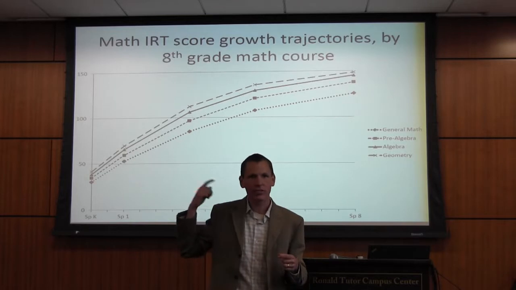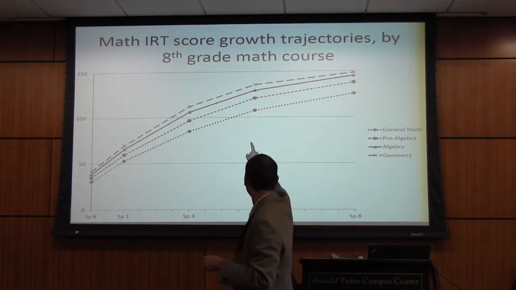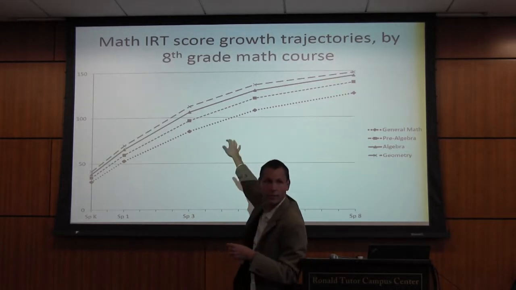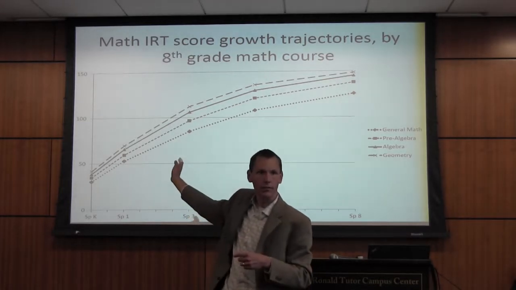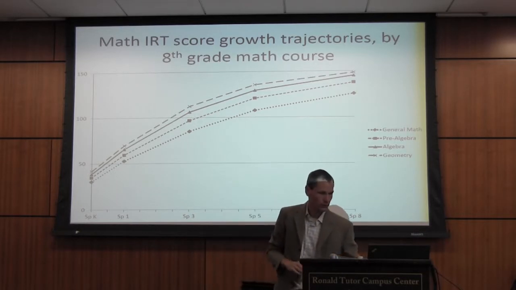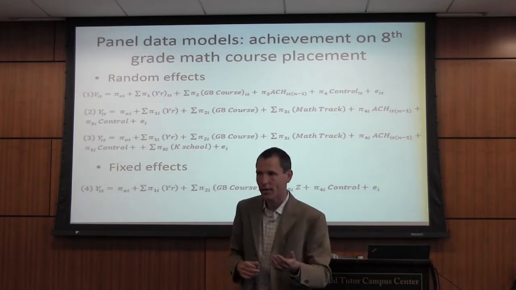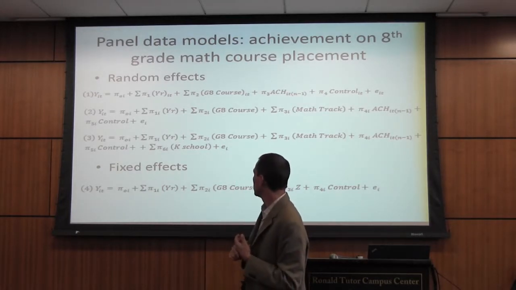If you just eyeball this, this is bad news for 8th grade algebra, right? These kids are ahead in 5th grade, the 8th grade algebra kids, and they're no more ahead, maybe a little bit less ahead by the time you get to 8th grade. That's not a very good way to answer this question, but it gives you some sense of what things look like descriptively. So the better way to answer this question is a series of models that look kind of bitmapped here, but you can get the general idea.